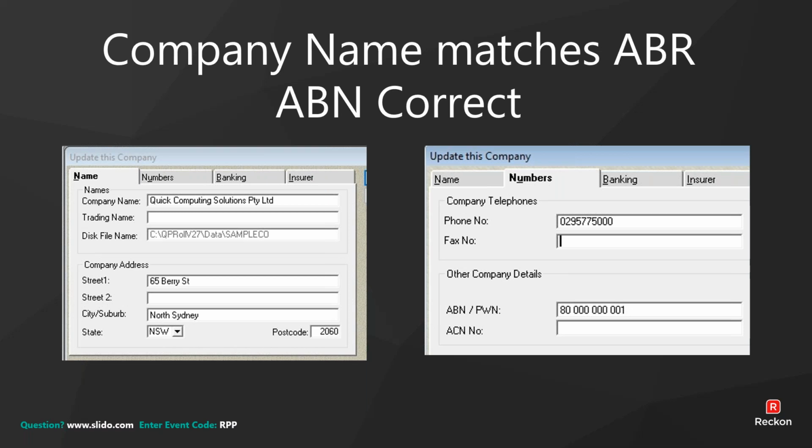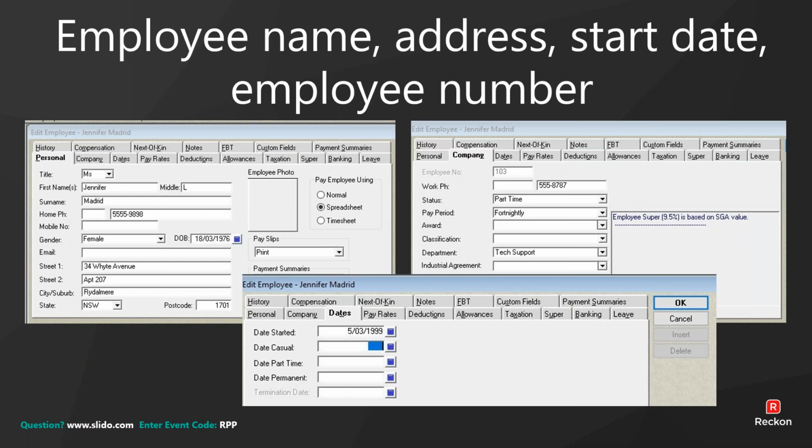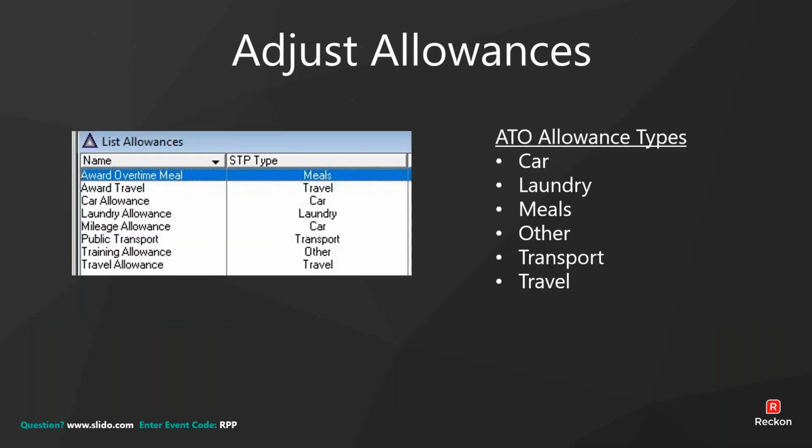Within the employees, we need to make sure that the employee names are correct. For example, I've got Jennifer there, not Jenny. So whatever their actual legal name is, that needs to be in there. Employee numbers are mandatory as well, so just make sure they're in there too. Their addresses and dates of birth need to be correct, along with a start date. That needs to be reasonably accurate as well.